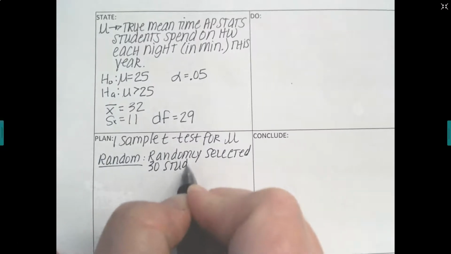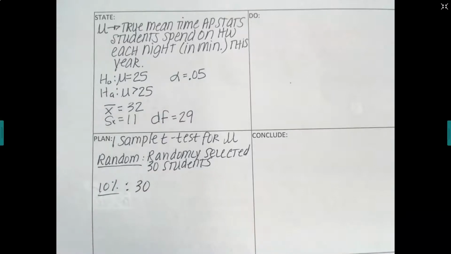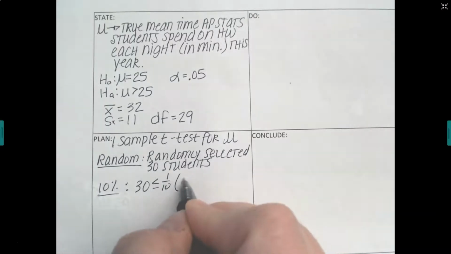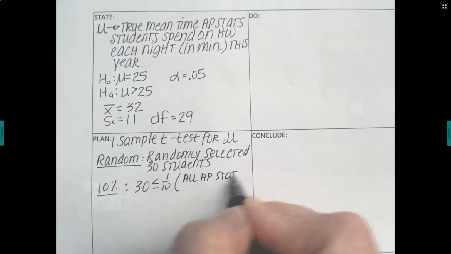Then our 10%, because we are sampling without replacement. So this can be a little hard. What we're going to say is, because this is saying she has 300 AP Stats students, maybe there are 300 AP Stats students total. Maybe they have more than one teacher teaching AP Stats students. So 30 is going to be less than or equal to 1/10 of all AP Stats students at this school.